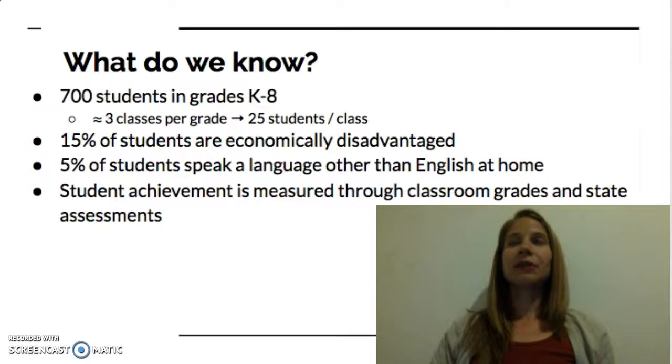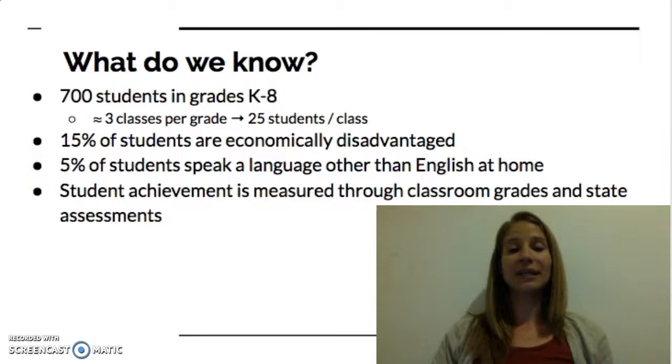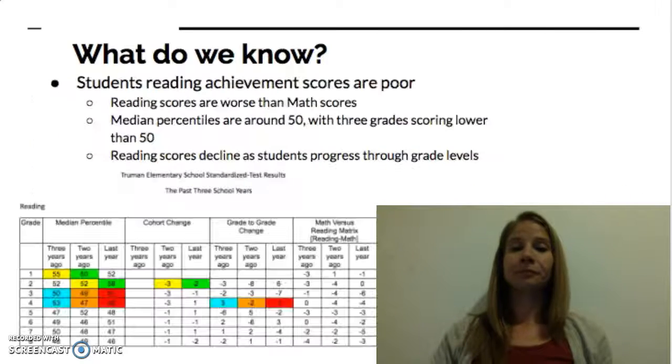Truman Elementary School is a school with about 700 students in grades K through 8. There are approximately 3 classes per grade, putting about 25 students in each class. 15% of the student population is economically disadvantaged, and 5% of the student population speak a language other than English at home. Student achievement at Truman Elementary School is measured through classroom grades and state assessments.